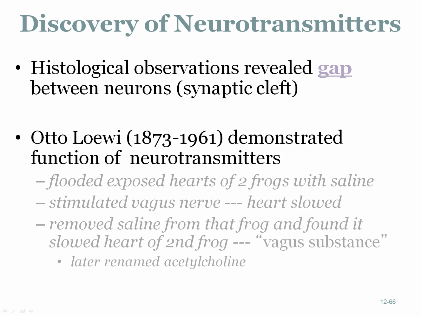The vagus nerve is the 10th cranial nerve, and it supplies most of the viscera. When it is stimulated, it is a parasympathetic input, and it will slow down the heart. So the first frog's heart slowed down. He then sucked the saline off of that frog's heart and found that it slowed down the heart of the second frog. So there's some chemical that was released into that saline that would then slow down that second frog's heart. He named this vagus substance, which was later renamed acetylcholine.